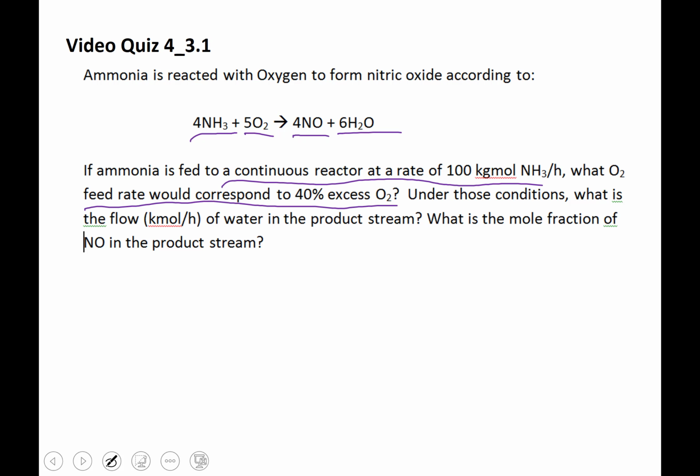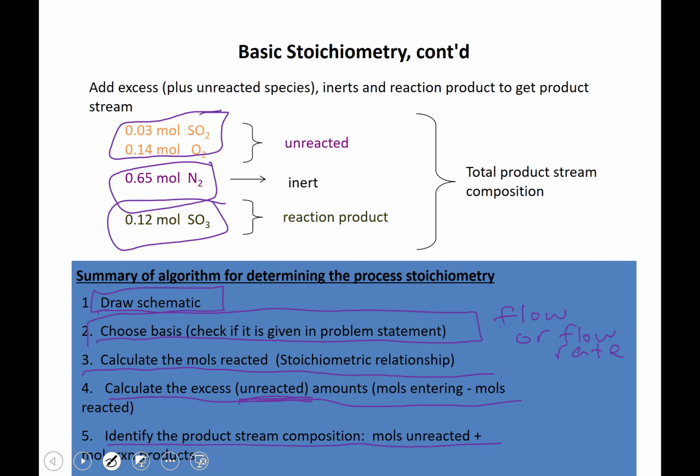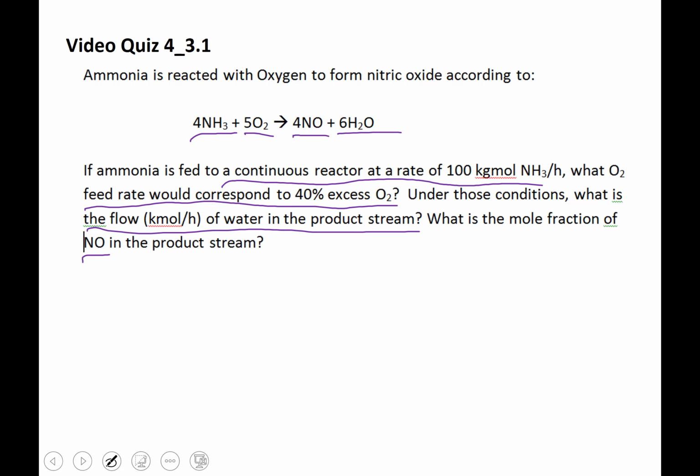Okay, so you can calculate that. Under those conditions, what is the flow of water in the product stream? What is the mole fraction of ammonia in the product stream? So go back to the previous slide, follow this schematic, this algorithm, okay? And your basis has already been chosen for you. This is the basis. This is what's being fed. Ammonia, 100 kilomoles of ammonia is fed. So you can determine how much excess O2 you have at 40%, and how much water, and finally look at the total collection of products and determine what is the mole fraction of NO in the product stream.